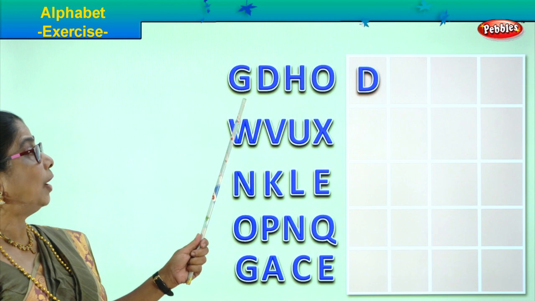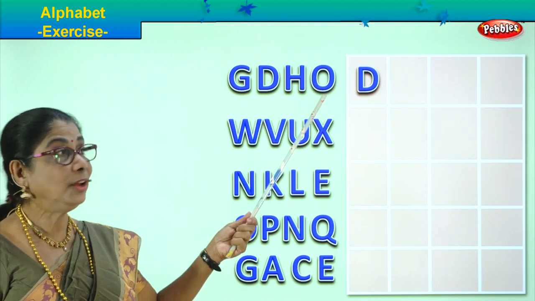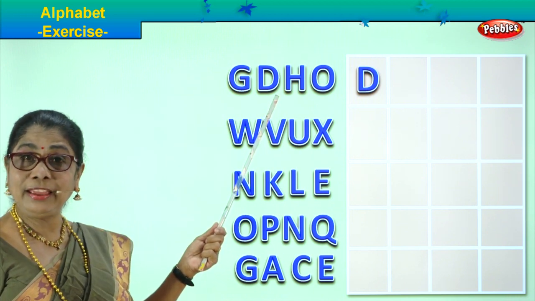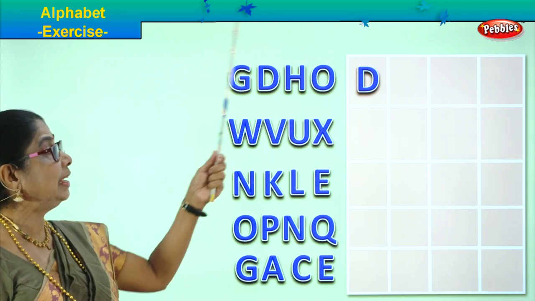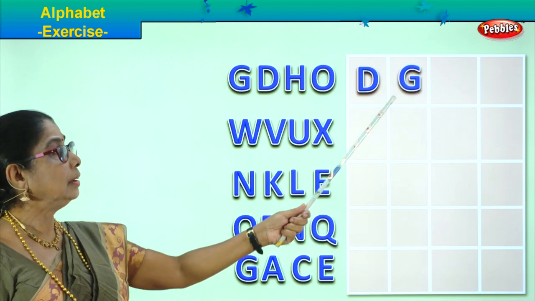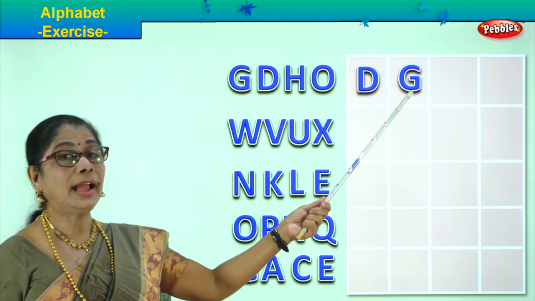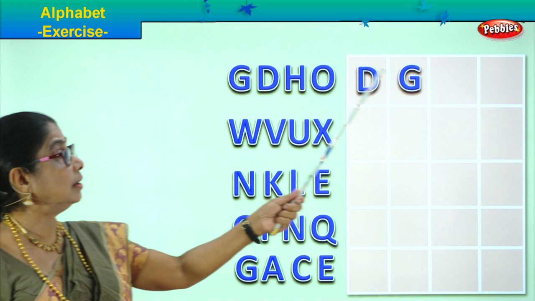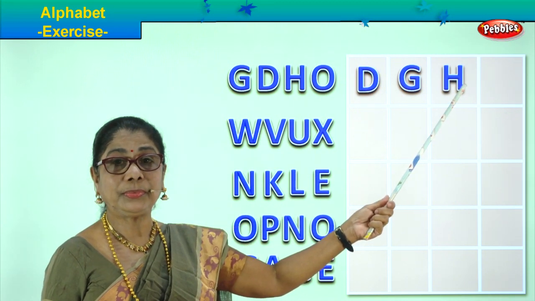Okay, now after D, E, no E here, F, no F, G, we have G here. So we take the G and we put it here. So we have done two letters. Let's go on. After G, H, and we have the H here. So we take the letter H and put it here.